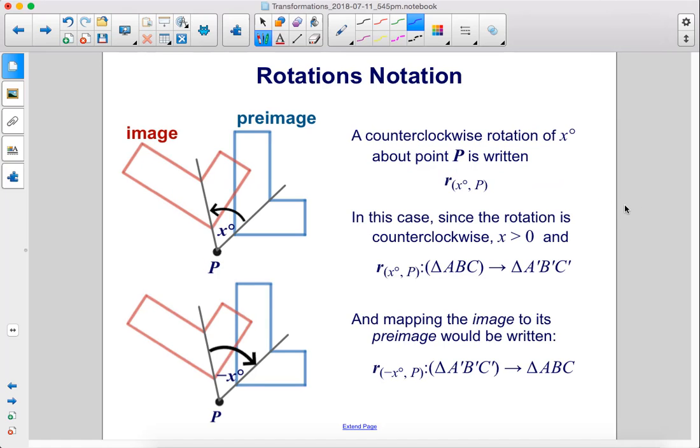A counterclockwise rotation of x degrees about point P is written r sub x degrees, comma P. In this case, since the rotation is counterclockwise, x is greater than 0, and r sub x degrees, comma P maps the pre-image onto the image. And mapping the image to its pre-image would be written like this, the same as above, but with these swapped.